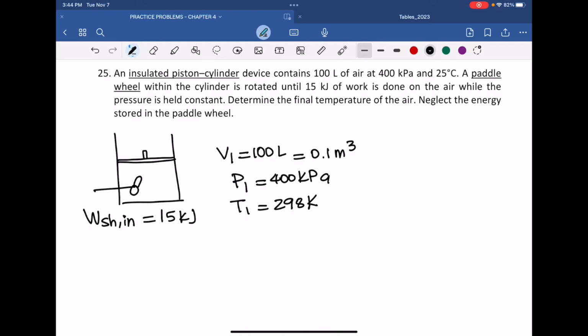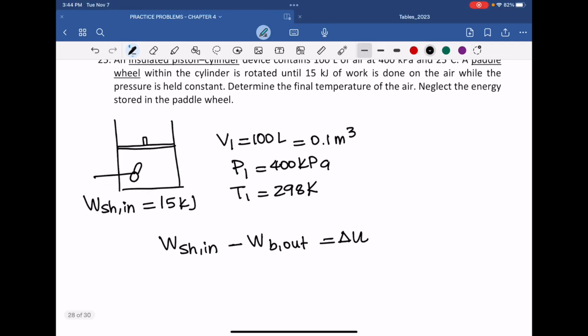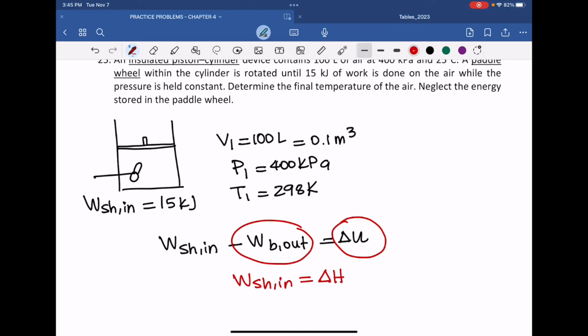So there's energy getting in, and that must be pushing the piston and causing it to do some boundary work out. If I want to write the energy balance here, that is going to be the shaft work getting in minus the boundary work getting out is equal to the change in the internal energy. But as you can remember, if we have a constant pressure process, we can combine these and write them in terms of enthalpy change. If you go back to other problems, this is similar to that.